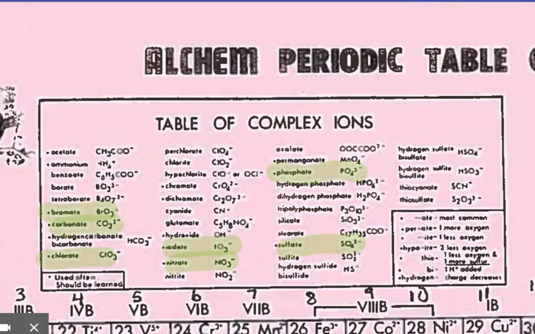And then there's some other ones that look kind of odd to us. We're not going to talk about them today, but they are in the table of complex ions. There's something like chromate or silicate. They're all right here for you. So take a minute and highlight these eights that I've shown you on your periodic table. That way you can find them really easily.